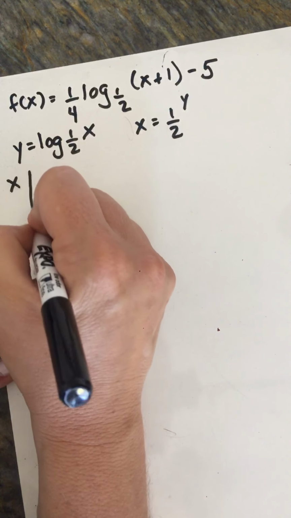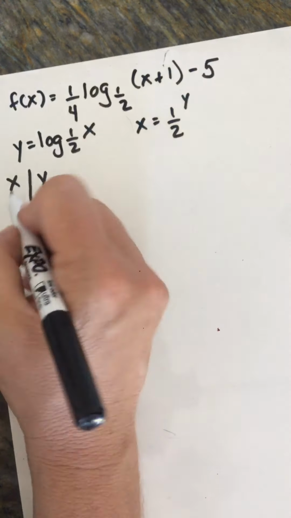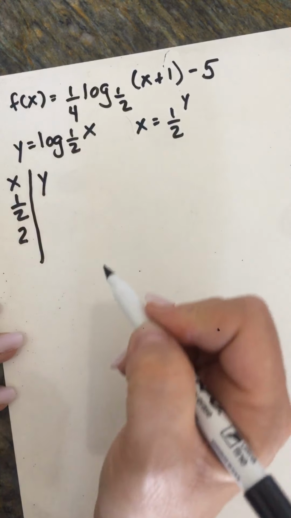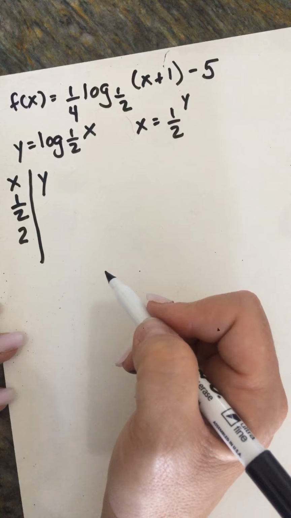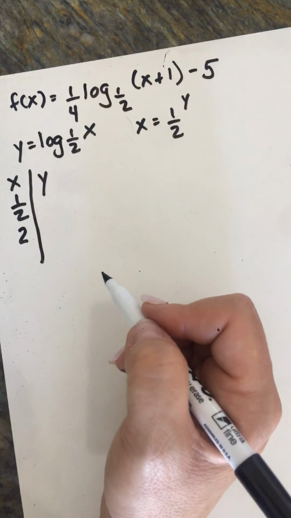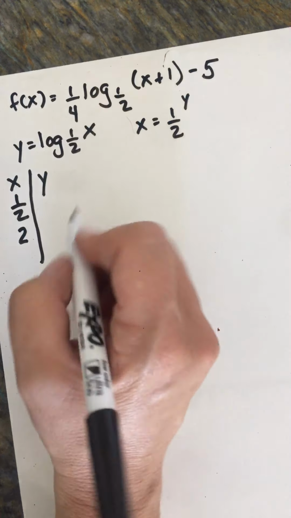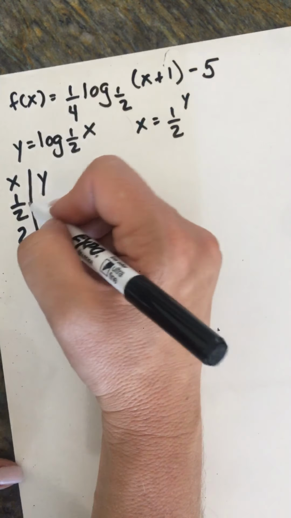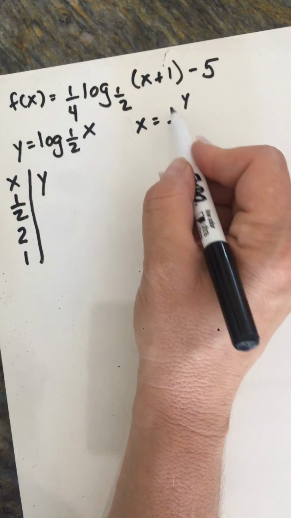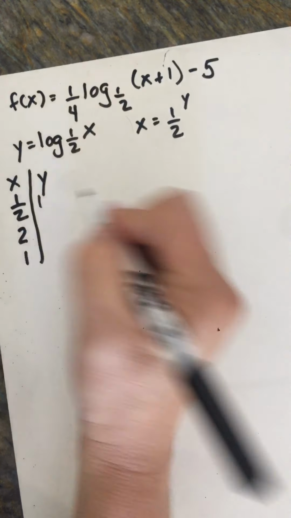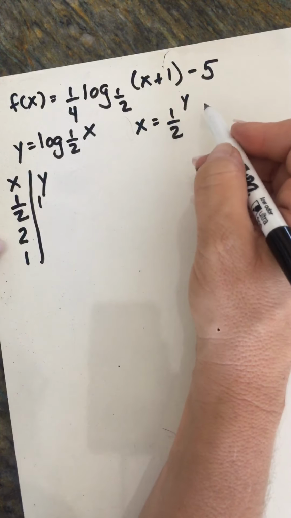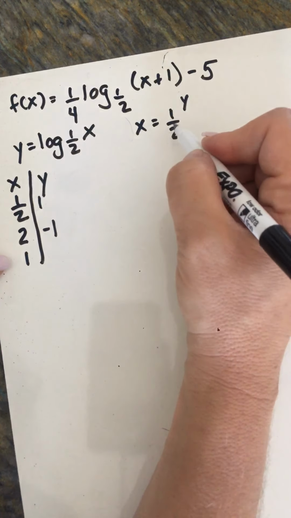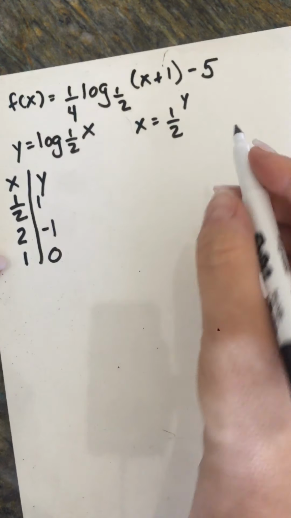Here we go, x, y, and we'll use 1/2, and then 2, and then our last point we plug in 1. Okay, so for x, 1/2, 1/2 to the what power gives us 1/2, so that's 1. Next, 1/2 to the what power gives us 2, that's a -1. And then 1/2 to the what power gives us 1, that's a 0.